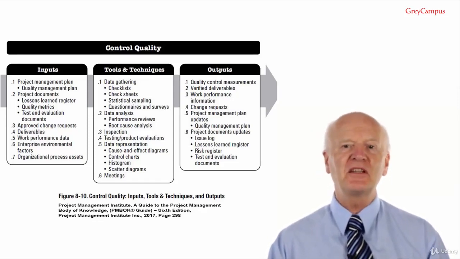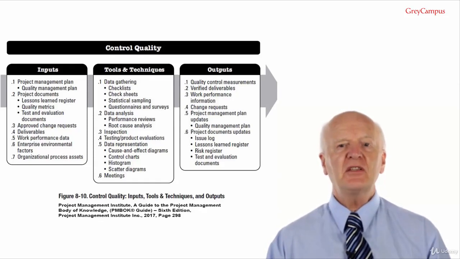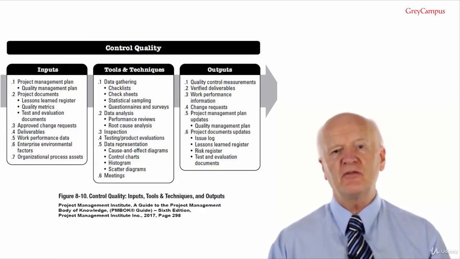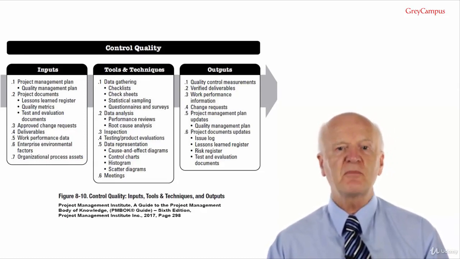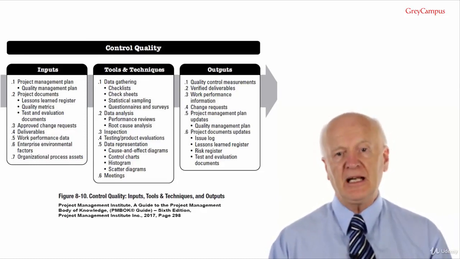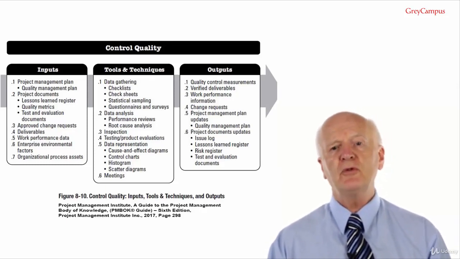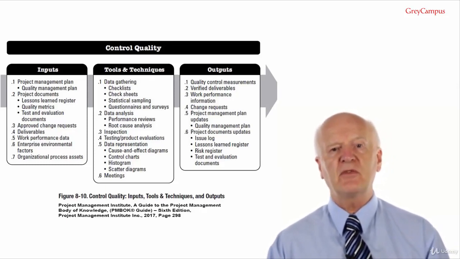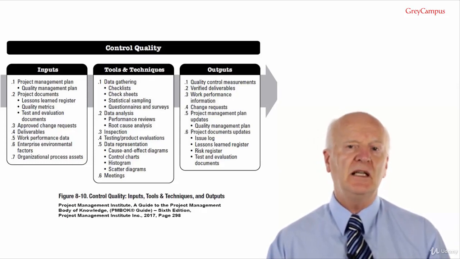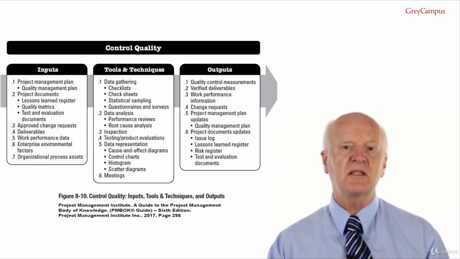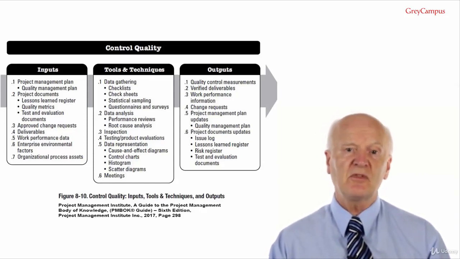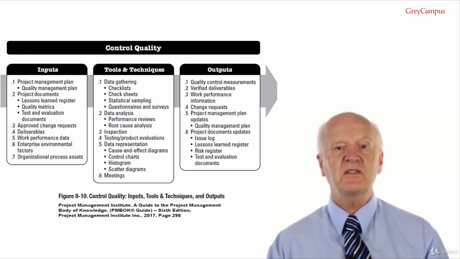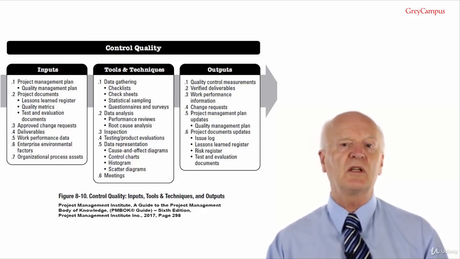Input number 6, enterprise environmental factors. These could include project management information systems. Quality management software can be used to track errors and variations in processes or deliverables. Also government agency regulations and rules, standards and guidelines specific to the application area. Input number 7, organizational process assets, include quality standards and policies, quality templates, for example check sheets, checklists, etc., issue and defect reporting procedures and communication policies.